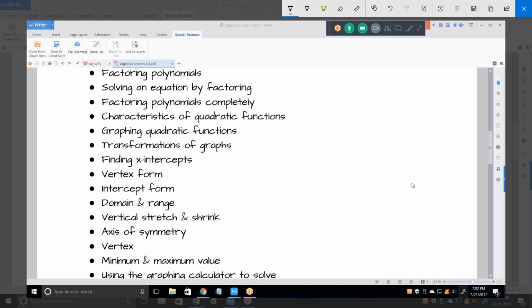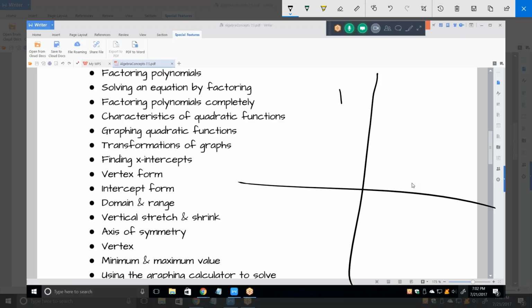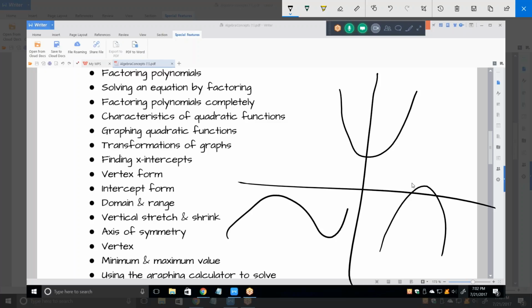Now, characteristics of quadratics. The biggest one is what they graph as. What do they look like? What's it called? A parabola. And parabolas either do this or do that. In other words, they either point up or they point down. And that's it. If it's not a parabola, it's not a quadratic. It's got to be a parabola. All quadratics will be parabolas.